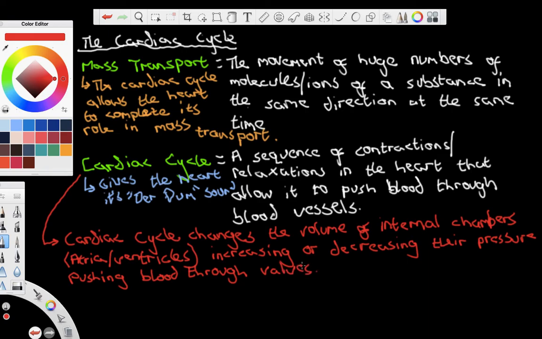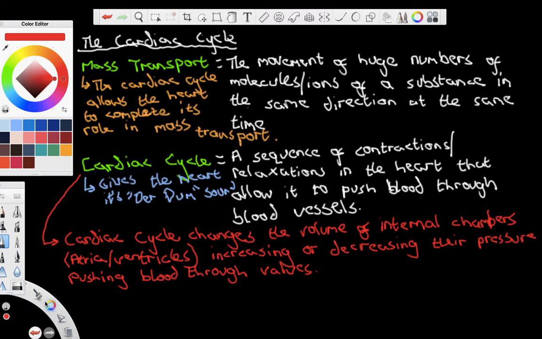Okay. So the cardiac cycle is a sequence of contractions or relaxations in the heart that allow it to push blood through blood vessels. It gives the heart its da-dum sound. The cardiac cycle changes the volume of internal chambers. So when the atria contract, its internal volume becomes less. Therefore, its pressure increases and that pushes blood through the valves down into the ventricles.